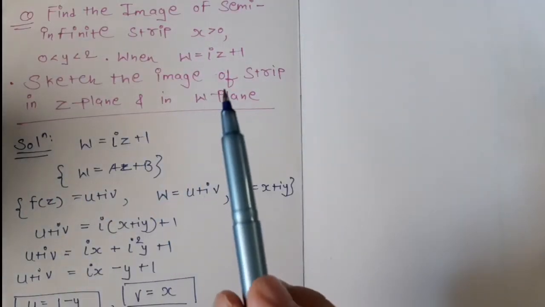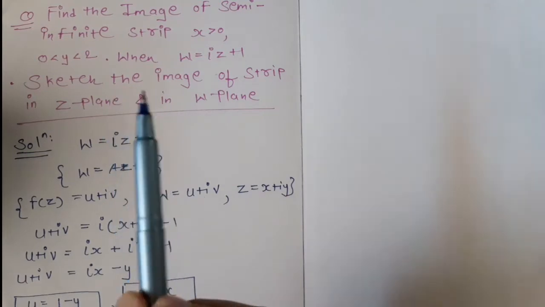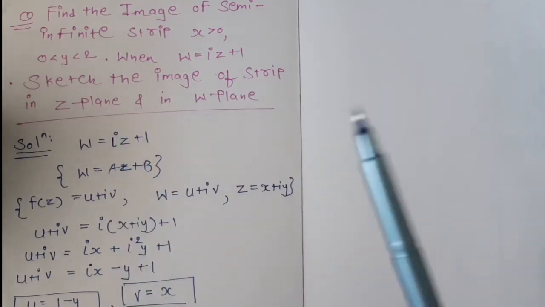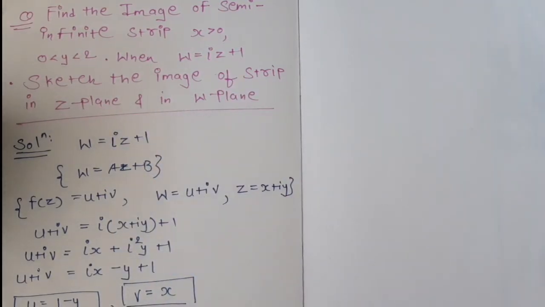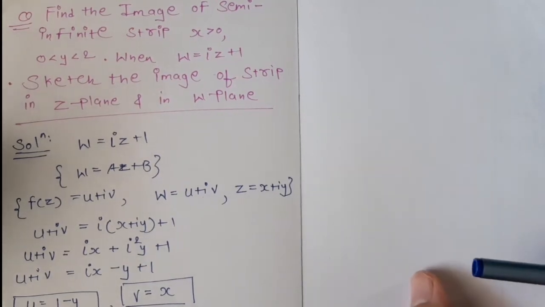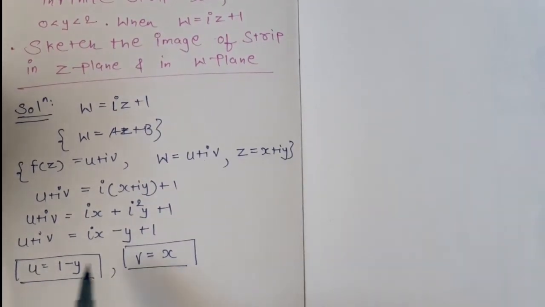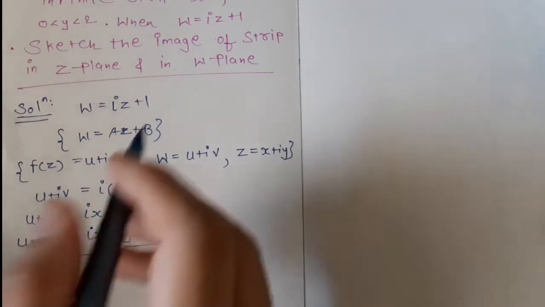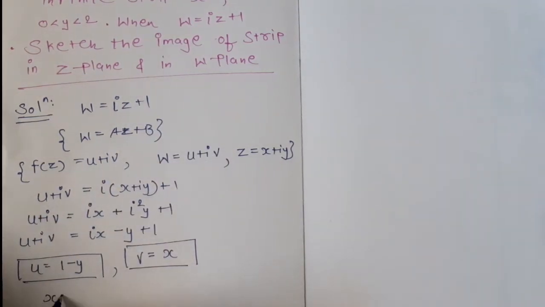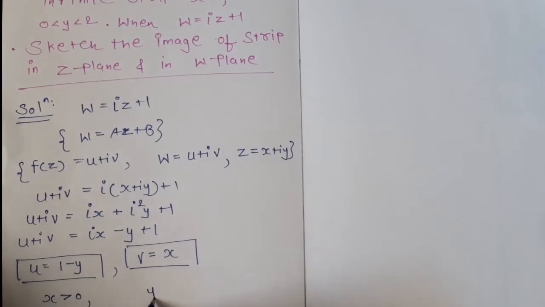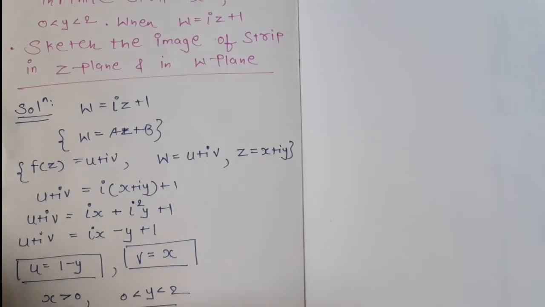Semi-infinite strip means one end of this strip is fixed and the other end tends to infinity. That means it is extended till infinity. So here we had obtained the relation between u, v and x, y. In the equation we have x greater than 0 and y between 0 to 2. So first we will see for x.